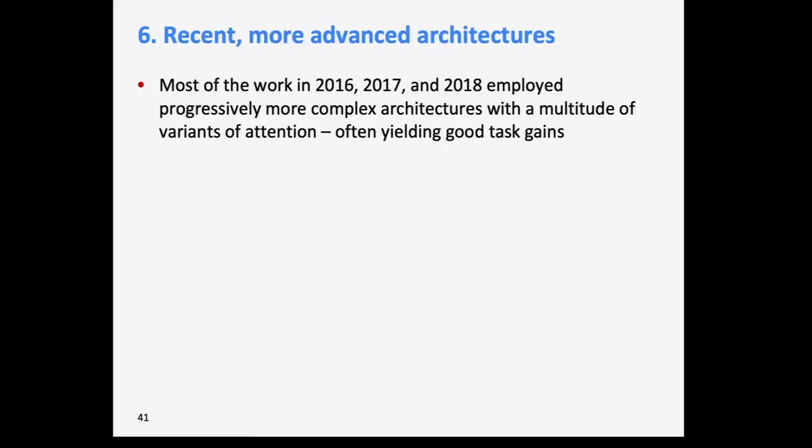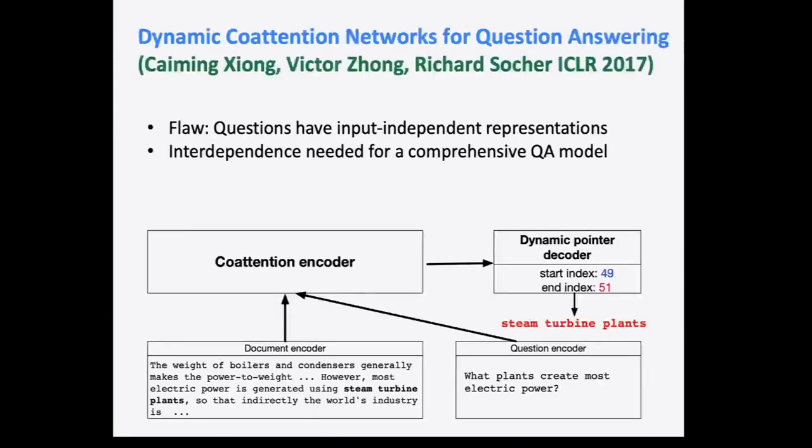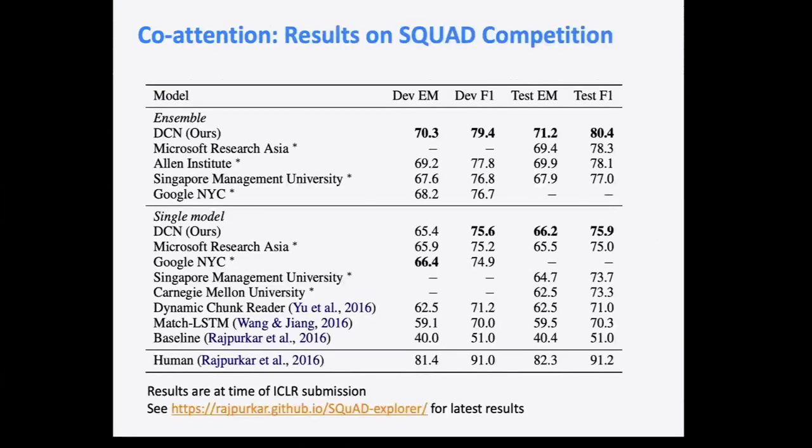In some sense, the summary, if you go further forward than here, is that most of the work in the last couple of years, people have been producing progressively more complex architectures with lots of variants of attention. And effectively, that has been giving good gains. I think I'll skip, since time is running out, showing you that one.